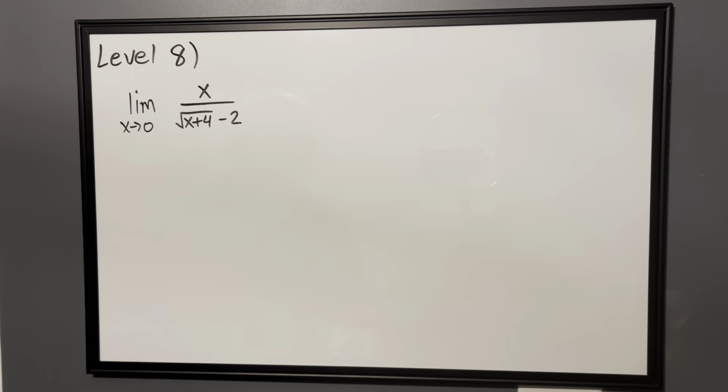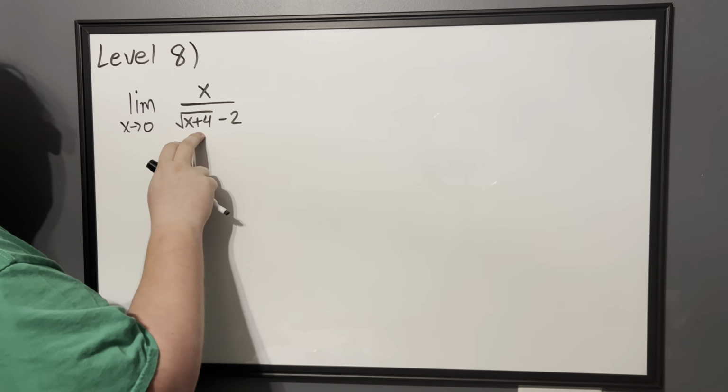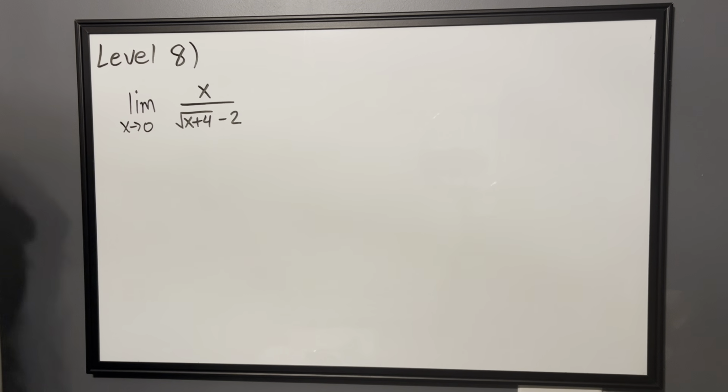All right, so here's level 8. This one is the limit as x goes to 0 of x over root x plus 4 minus 2. Now when we plug in x equals 0, in the denominator we're going to have square root of 4 minus 2, which of course is going to be 0. So we need to work with this a little bit.